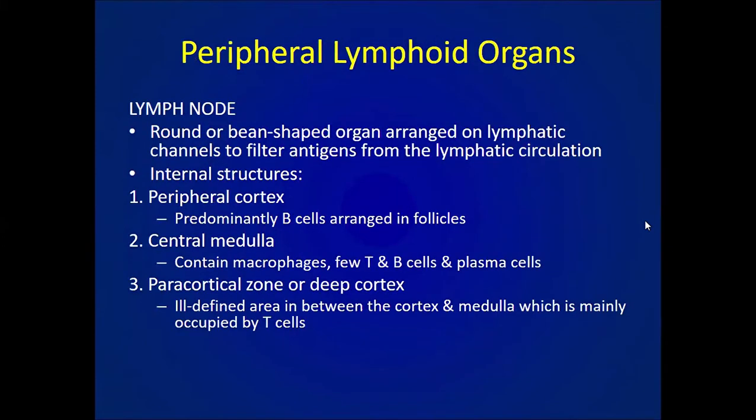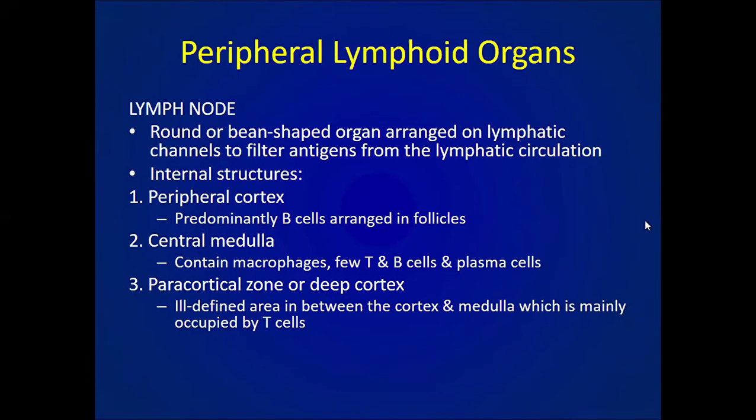Okay, so what are the different peripheral lymphoid organs? We have the lymph node. In our mother tongue, the lymph node can be called lusay, or bulugan. These are round or bean-shaped organs arranged in lymphatic channels to filter antigens from the lymphatic circulation.